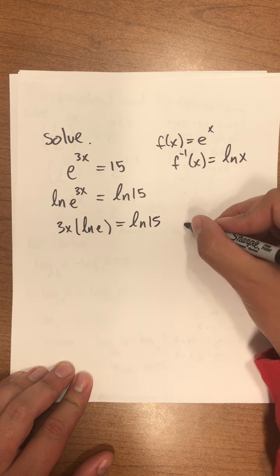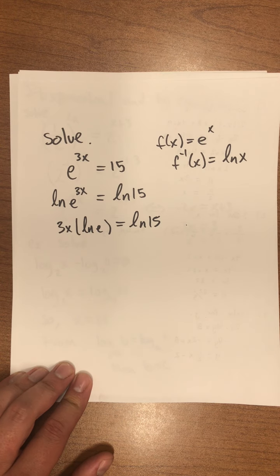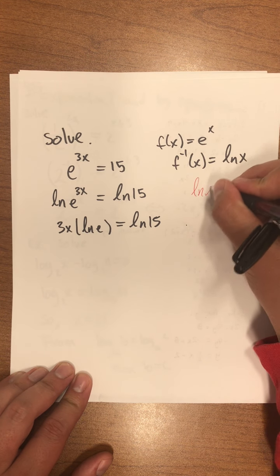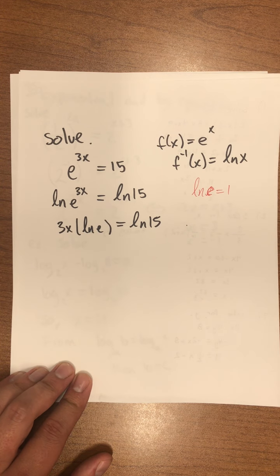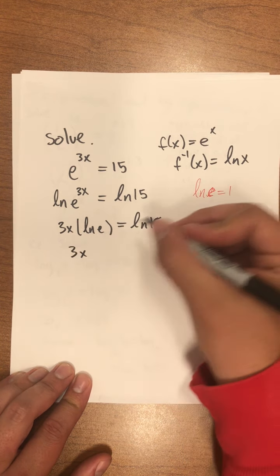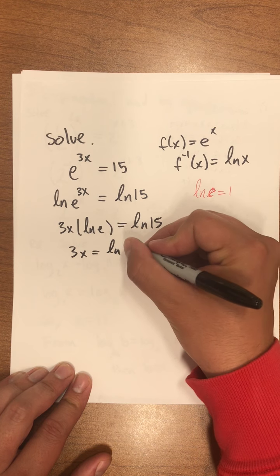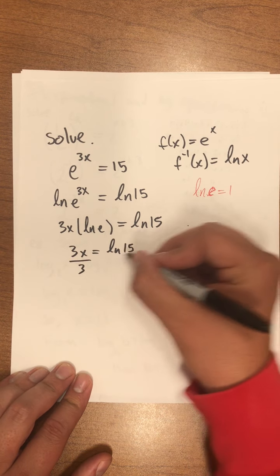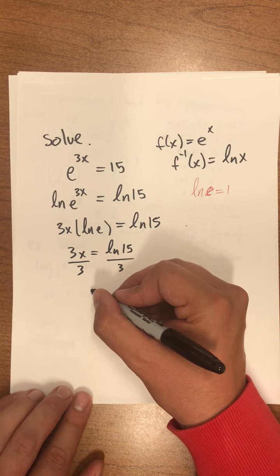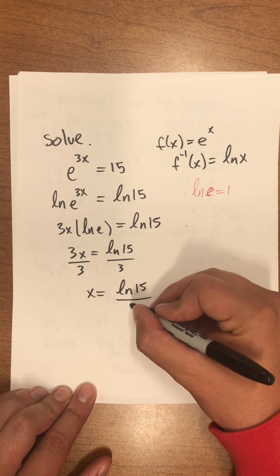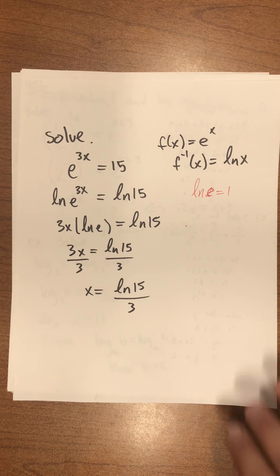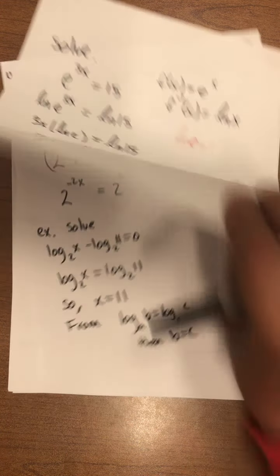So the natural log of e is 1. So we have 3x equals the natural log of 15. Isolate x by dividing by 3. So x is the natural log of 15 over 3.